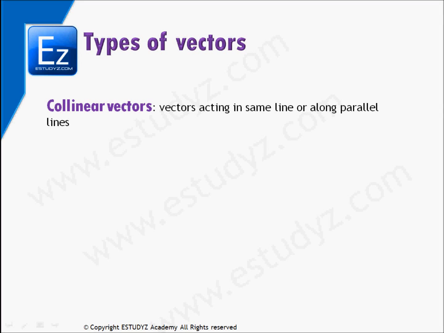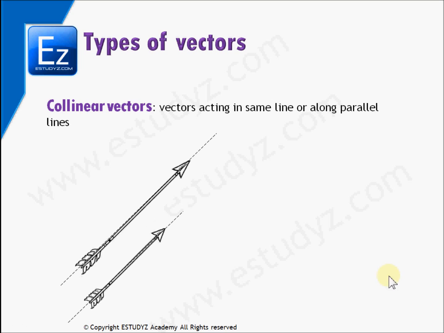Vectors acting in the same line or along parallel lines are collinear vectors. This is a set of collinear vectors. This is another set.